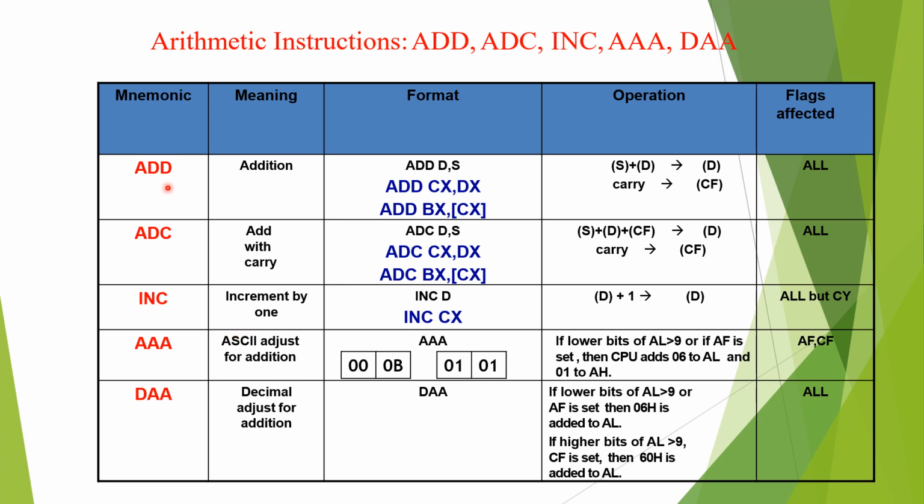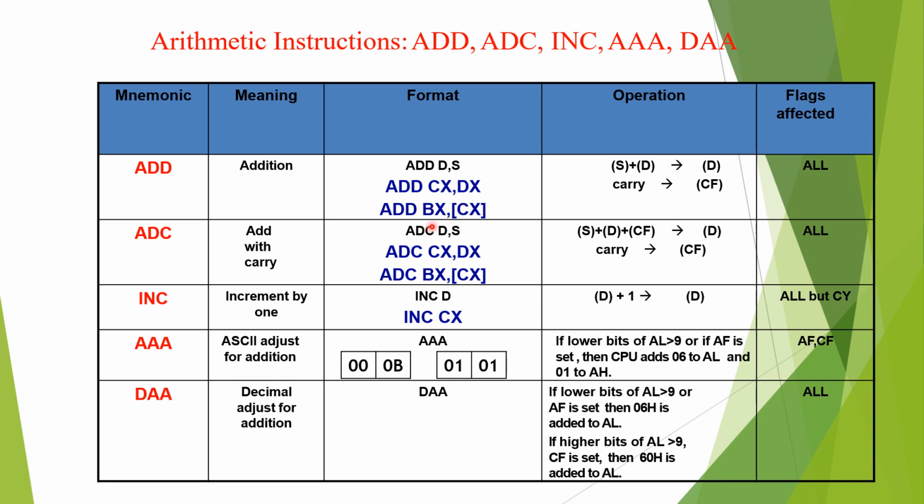So ADD is the mnemonic that stands for the addition operation. The format would be ADD destination comma source. So destination is the place where we are storing the result. So you are going to add the content of destination and source, and that content will be stored in the destination. Normally it is stored in the accumulator. So here the example, add cx comma dx, which means the content of dx register and the cx register is added and it is stored in the cx.